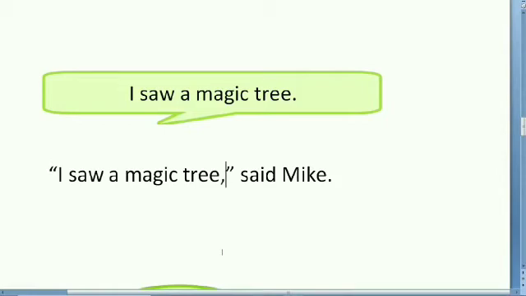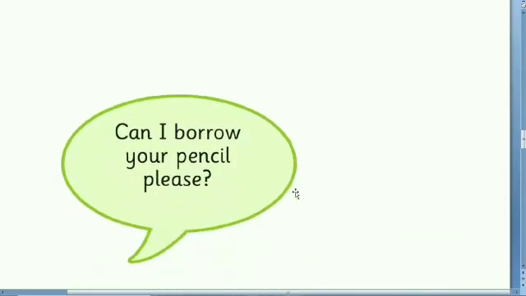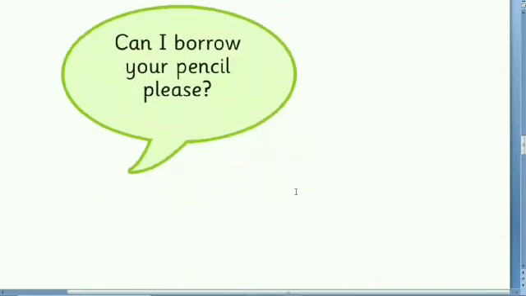Okay, now if you want to read it, let's pretend that Mike is a man, not a boy. "I saw a magic tree," said Mike. Good. Next one. "Can I borrow your pencil, please?" Question mark. It's a question.